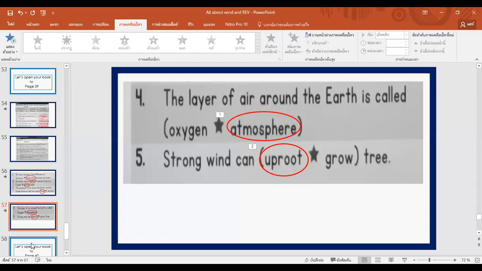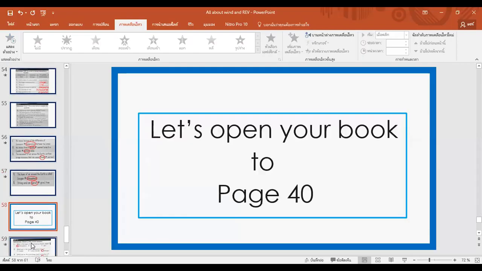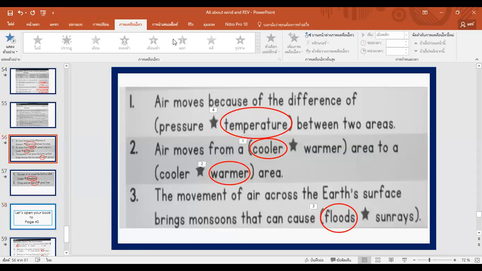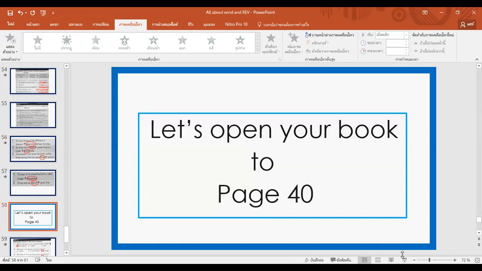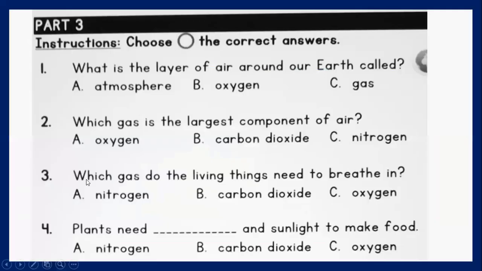Next, everybody, let's open your book to page 40. Page 40, everybody. Tick tock. And start checking. Let's start checking. Page 40. Five, four, three, two, go. Page 40.